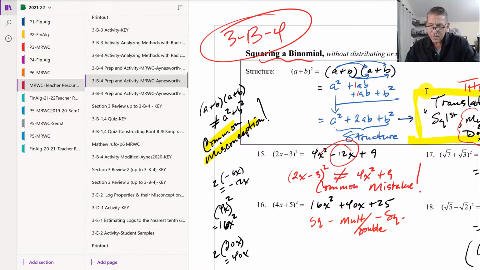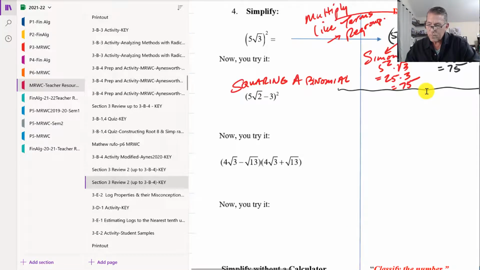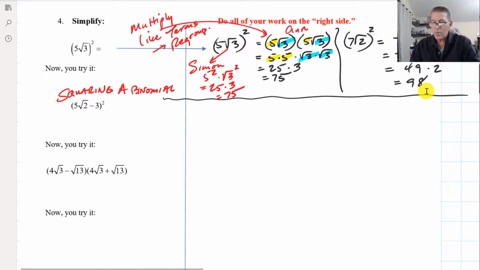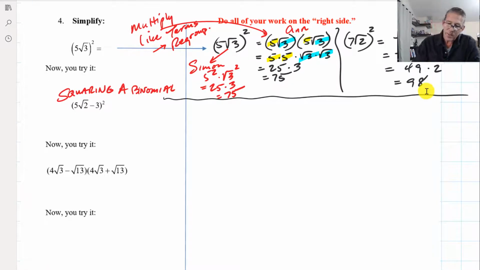Now let's get back to the lesson here. Okay, so here we go. I just did a little time warp right there. Okay, now let's do it right. We're going to square. Here's the key. Square, multiply double, square.